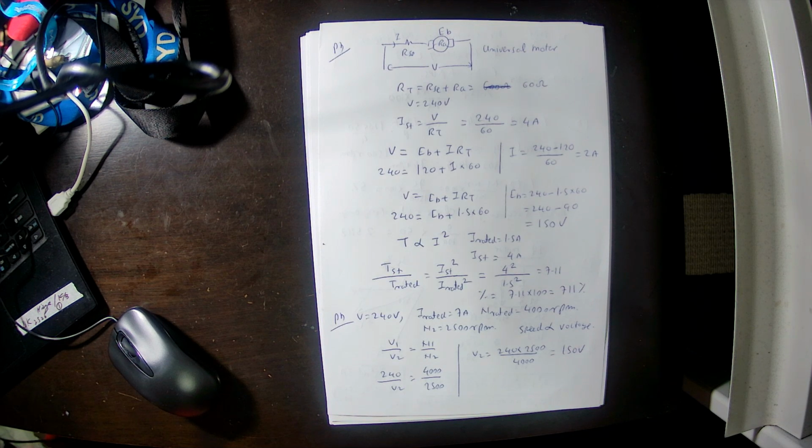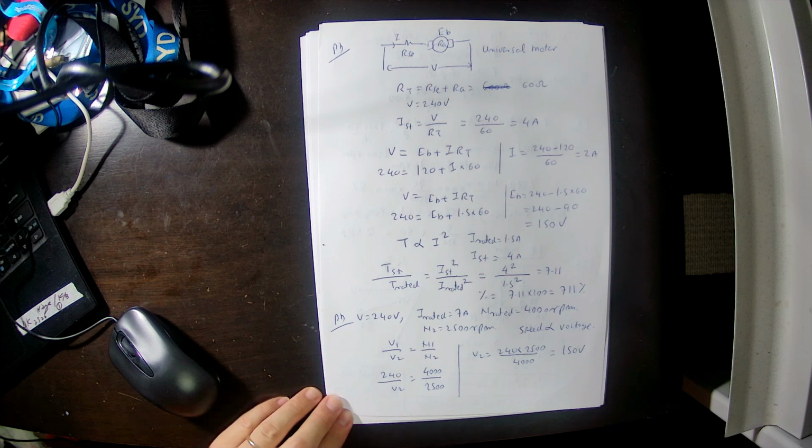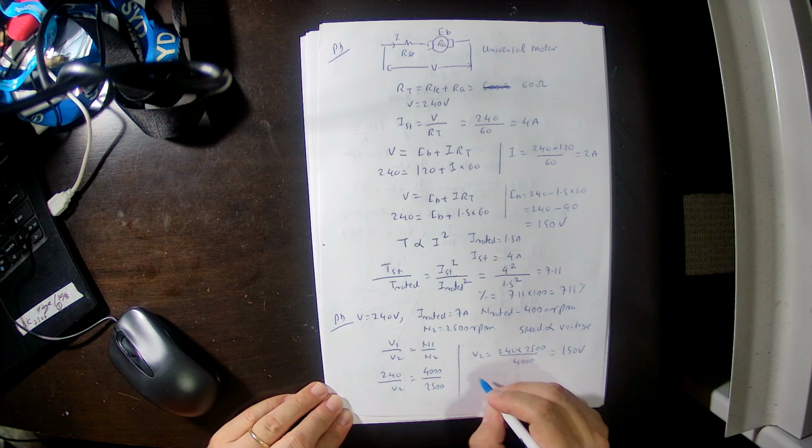And the value of series resistance required to drop the motor voltage to this value. So we have to calculate the series resistance. In this case, we can write down the equation. Rated current is 7 ampere. So we need to find the series resistance so that the rated current of 7 ampere flows. So that we can calculate.